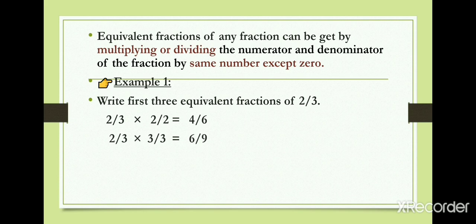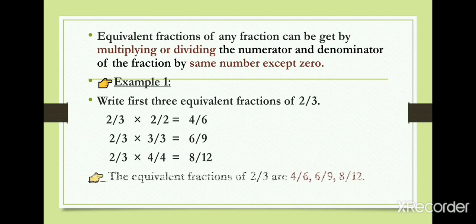Then 2 by 3 into 3 by 3. The fraction is 6 by 9. 2 by 3 into 4 by 4. The fraction is 8 by 12. The equivalent fractions of 2 by 3 are 4 by 6, 6 by 9 and 8 by 12.